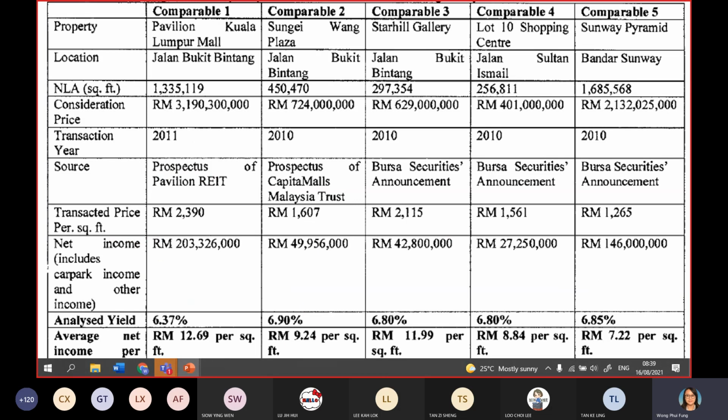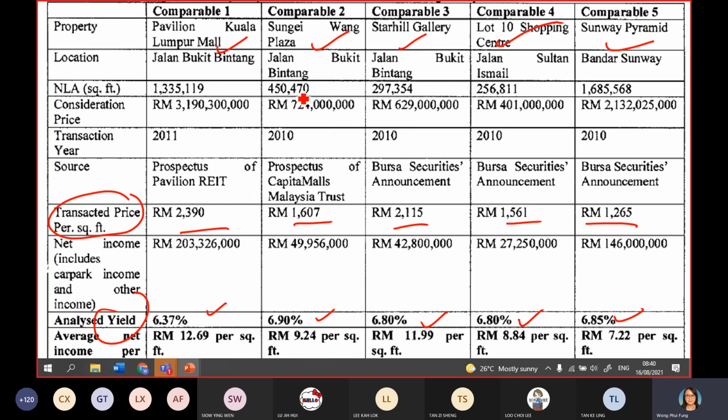Okay, all right. So as a conclusion, say for example, you have a few shopping malls like Pavilion, Sungai Wang, Star Hill, Lot 10, and Sunway Pyramid. And the price per square meter is all this. So different shopping malls will have different transaction prices and the yield also will be different. But then you know that among all these shopping malls, they are different. They are different in terms of size. They are different in terms of year. Sungai Wang actually existed quite some time ago already.